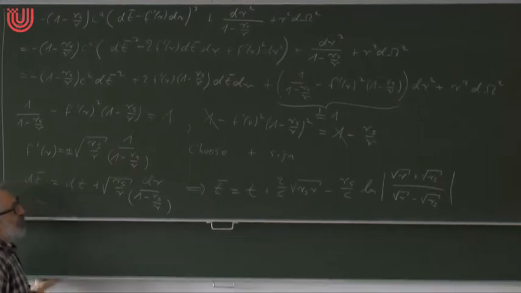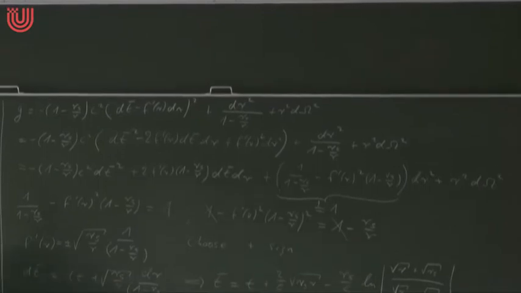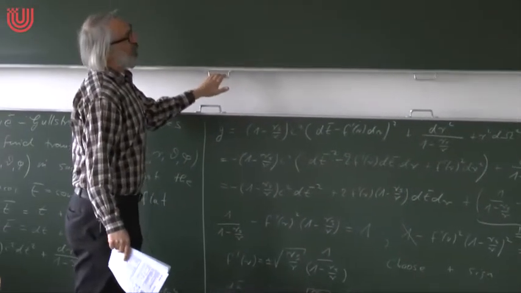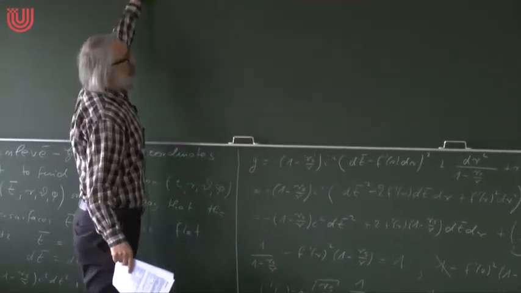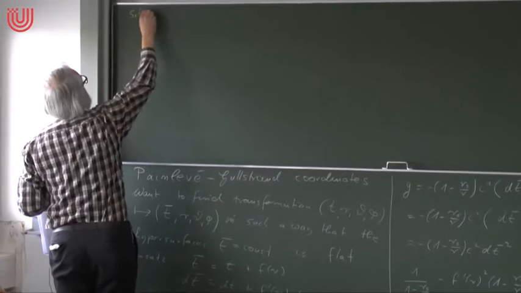So let me write down the metric in these coordinates, and this is what we call the Painlevé-Gullstrand form. The Schwarzschild metric in Painlevé-Gullstrand coordinates. So this is the Schwarzschild metric.